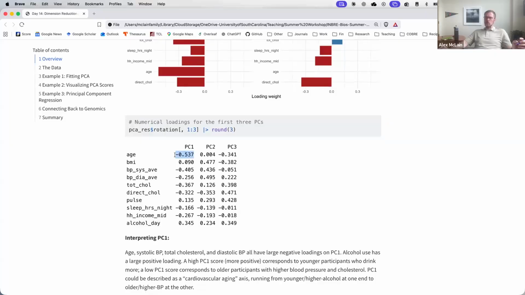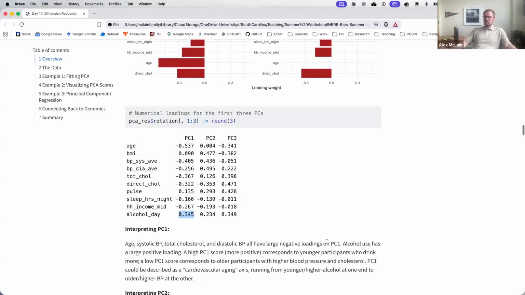So if we're using that 0.4 cutoff, really age and even alcohol is not above that 0.4. It's above the 0.3 mark. But PC1 seems to correspond to younger participants who drink more. I think those are some of the big components of that.